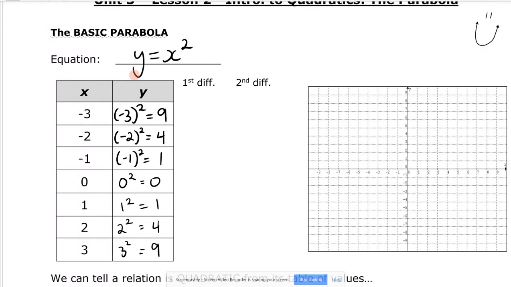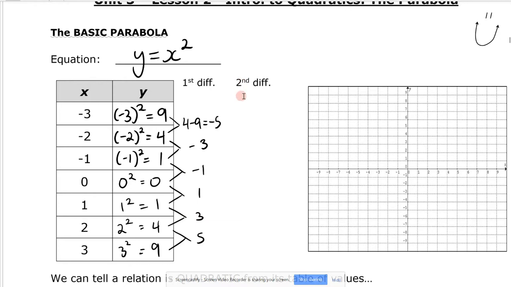Now, if you remember your finite differences from grade 9, you would look at the difference between the two consecutive y values. So if I did 4 minus 9, you would get -5. 1 minus 4 would be -3. 0 minus 1 is -1. 1 minus 0 is 1. And 4 minus 1 is 3. And 9 minus 4 is 5. And you would notice that the first differences are not the same. So for sure, absolutely, this is not a linear relation. This is not a line.